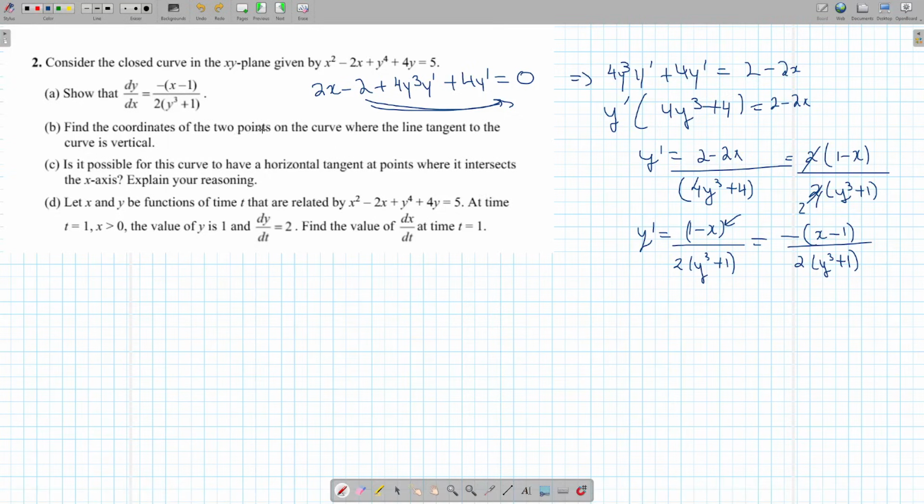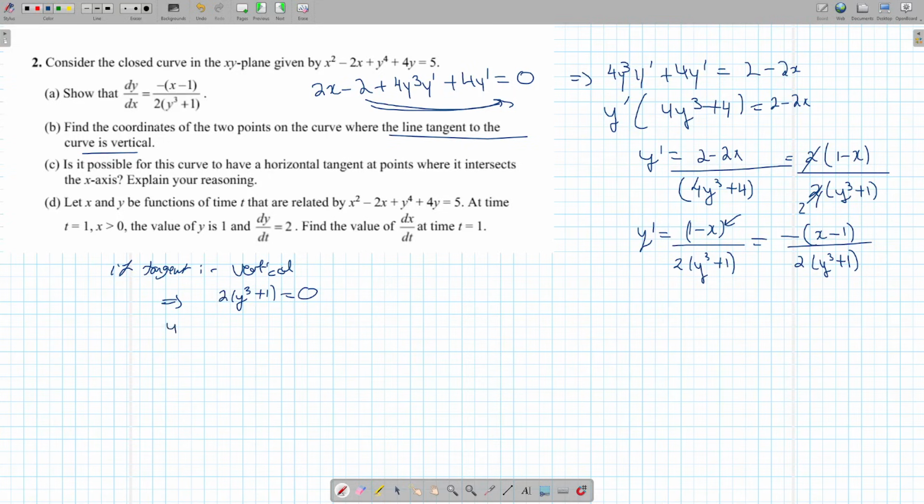Alright, find the coordinates of the 2 points on the curve where the line tangent to the curve is vertical. So when we say that the line tangent to the curve is vertical, it means the denominator of y prime is equal to 0. If you did the grids, then you would know that. So if the tangent is vertical, therefore 2y cubed plus 1 is equal to 0.